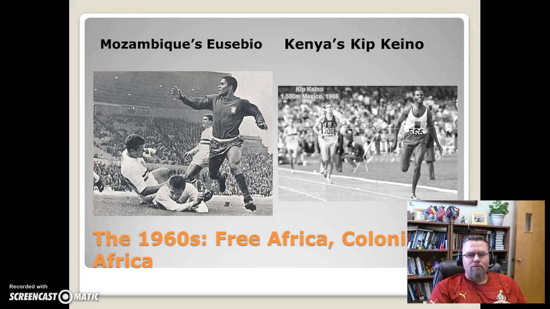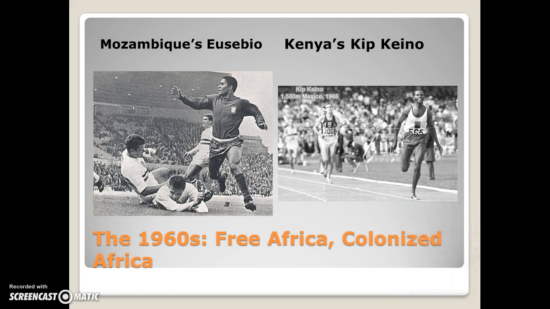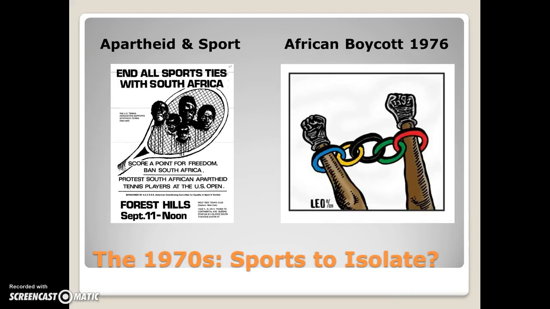So these symbols on the uniforms, symbols on the jerseys are different. Eusebio's symbol is the Portuguese symbol. Keino's symbol is the symbol for Kenya. It's a big difference, and it launches them differently. There's film of both these men here in the module. The 1970s has sort of a different theme.